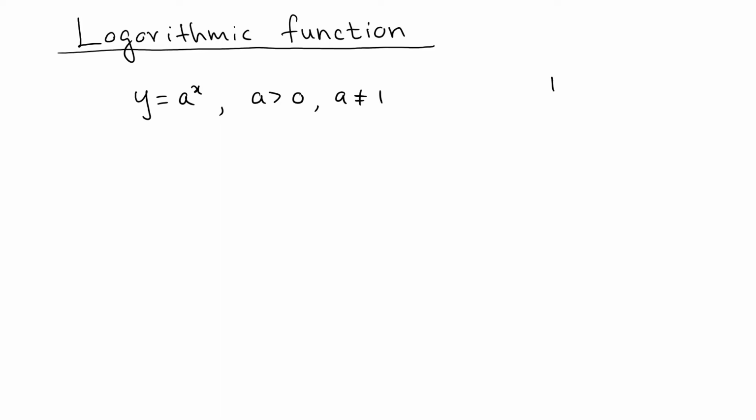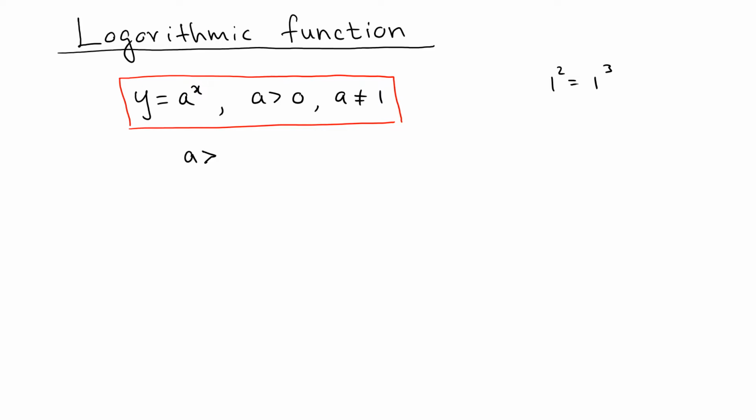situations like 1 squared equal 1 cubed, and these kinds of situations can create problems later. So we can avoid the situation, so we assume that a is not equal to 1. So this is what we call the exponential function. And then we also talked about the graph of these functions. So we have a graph when a is greater than 1, and then we have a graph for a in between 0 and 1. So we have these two.